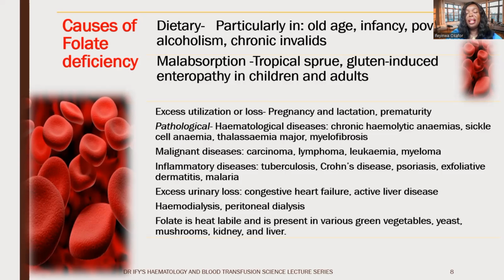Remember, we derive folate mostly from vegetables like spinach, yeast, mushrooms, and organ meat like kidney and liver, but they are predominantly found in vegetables. And folate is heat labile, therefore we shouldn't overcook these vegetables.